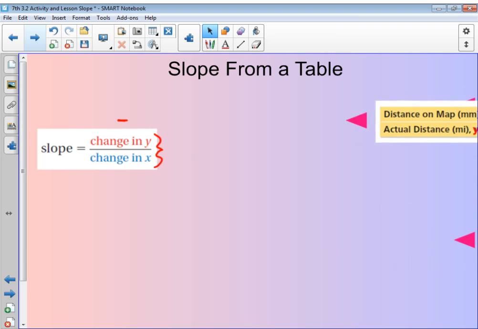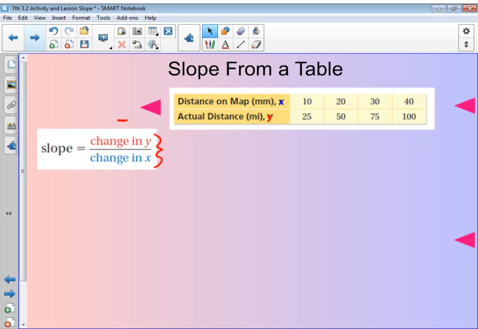Okay, so let's try another one. Okay, so when I look at this, I have my distance on a map x and the actual distance. So this is working with some ratios and a map. So we need to do our change in y and our change in x. So our change in y is our difference, and our change in x is our difference. So I'm going to go ahead and put my y's on the top.